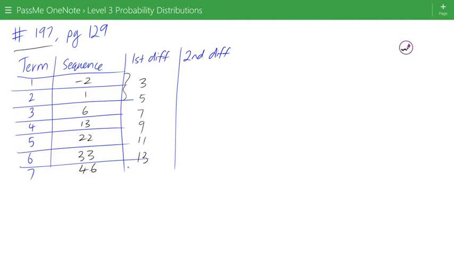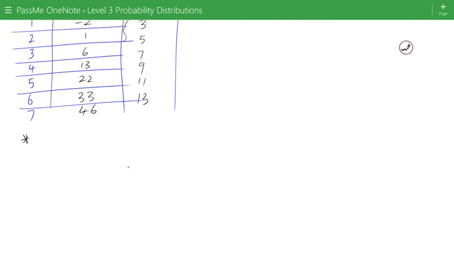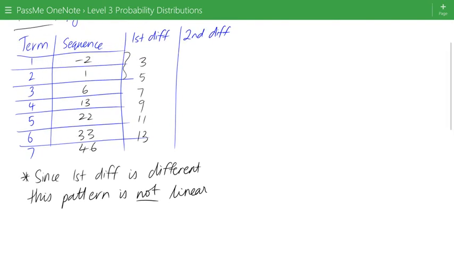So you'll notice that all the first differences are different. So what we'll say here is since the first difference is different, we can say this pattern is not linear. Okay, so that's our first step there to see whether it's linear or not. Now let's look at our second difference and see what that tells us.